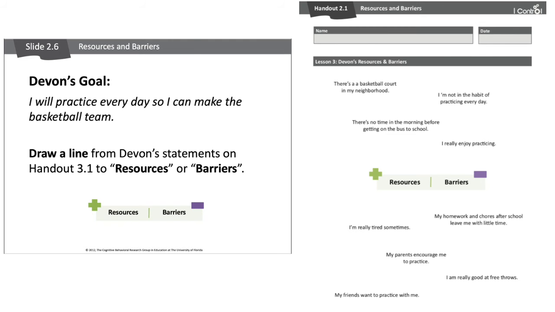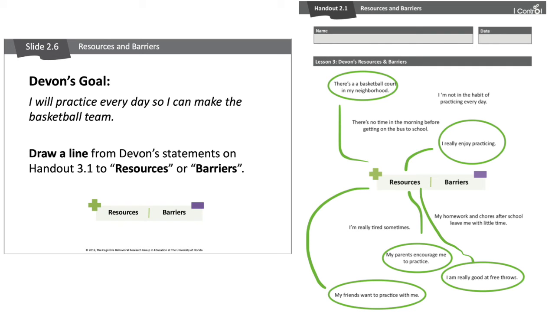Please turn to handout 2.1. Devin's goal is to practice every day so he can make the basketball team. Your task is to figure out which are Devin's resources and which are his barriers. Draw a line to match them to the correct category. Please pause the video to complete the activity. When you are done, press play.